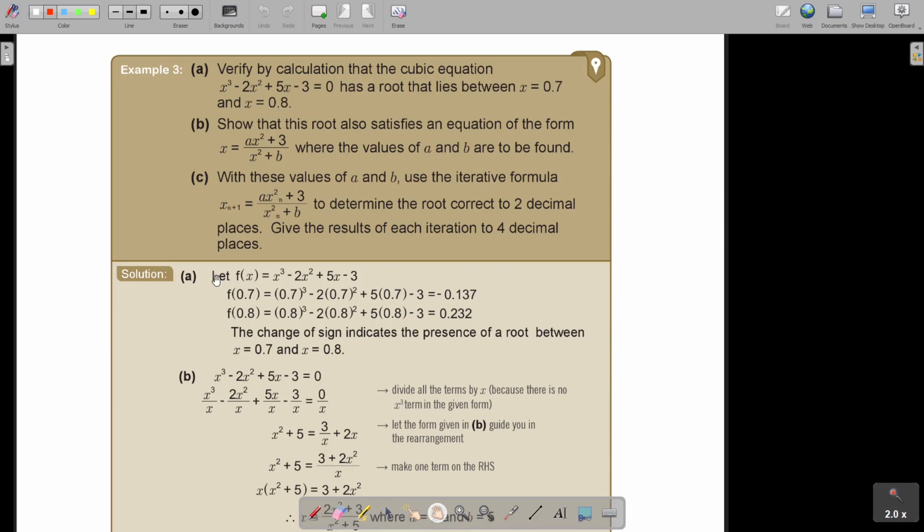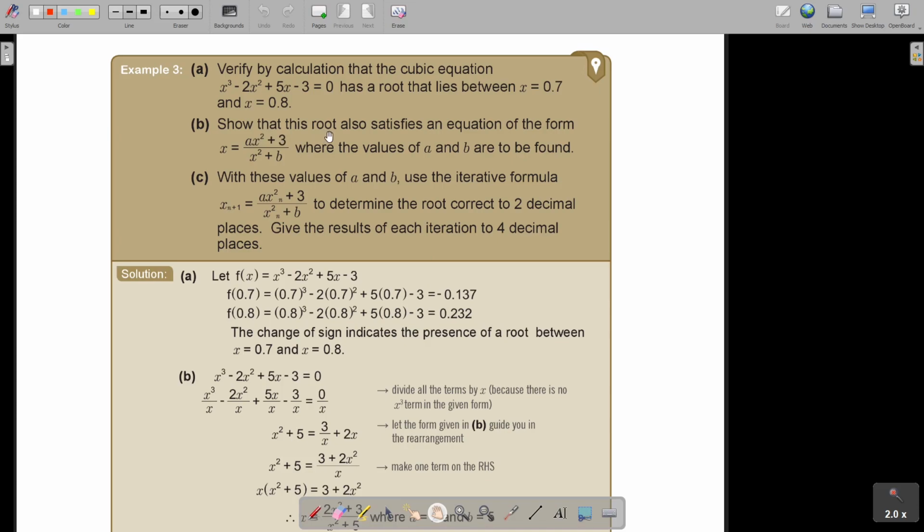So I first give it a name, and then I just substitute 0.7, and then I substitute 0.8, and then the change of sign. So the change of sign indicates the presence of a root between these two. So then I'm looking out for the change of sign.